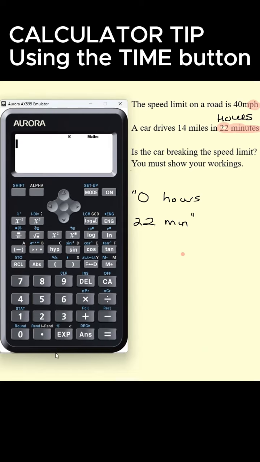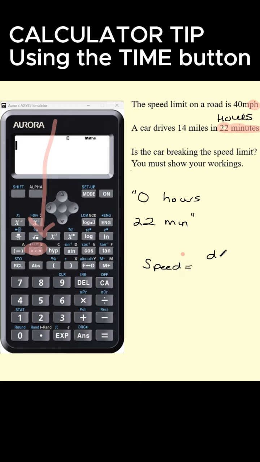So using the time button, we press 0 hours and 22 minutes. Press equals, it puts it into a time for you, then a fraction, and then if you press it again, into a decimal. So 0.36 recurring is your answer for 22 minutes in terms of hours.